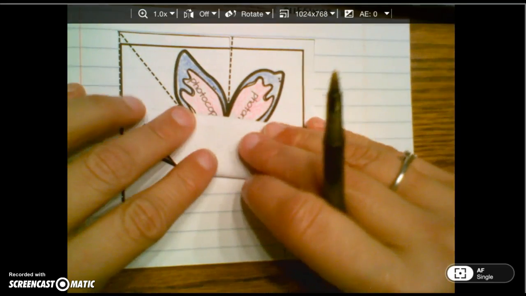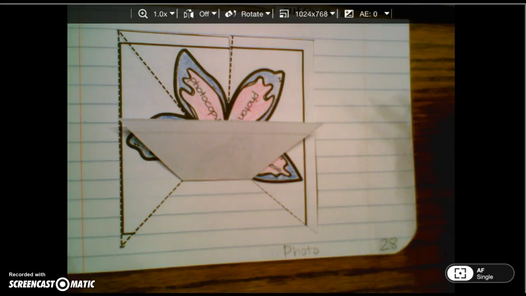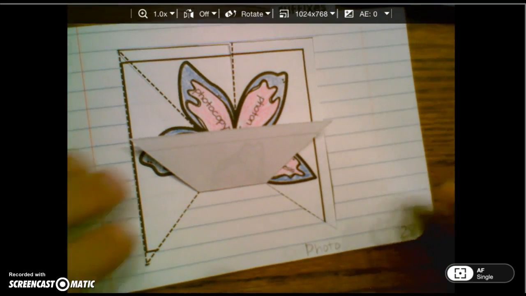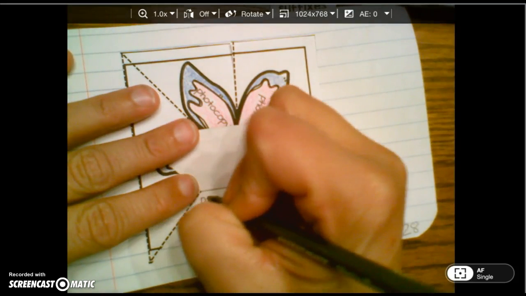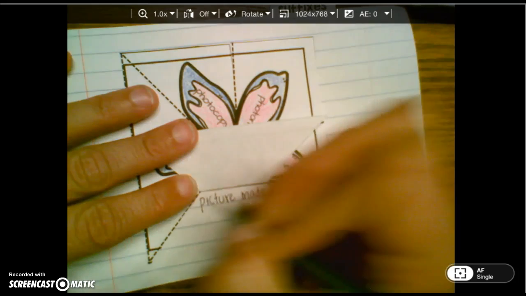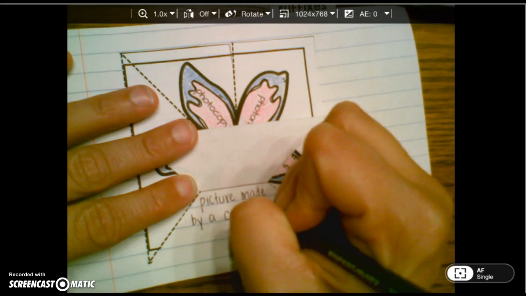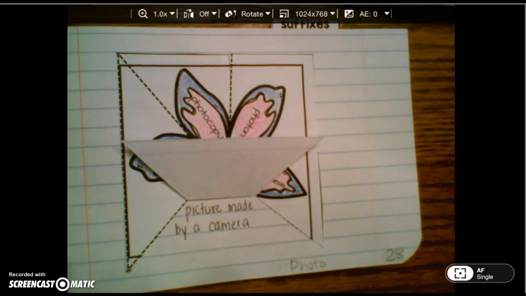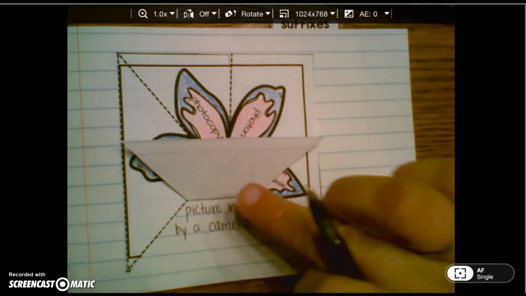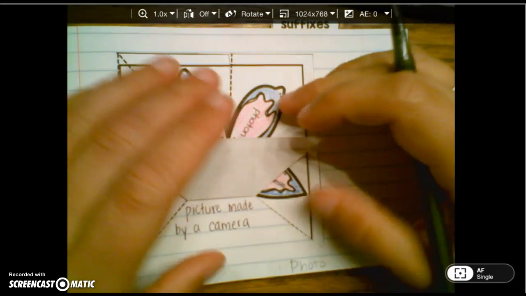Now this is probably a word that all of you have heard. It would be what your mom wants you to take every Christmas. You have to go see a photographer to take your pictures. So this is a picture made by a camera. Alright, so it's a picture made by a camera. You notice that I just flipped my little lid up there, or my little piece of paper up there, so I could write right underneath it.